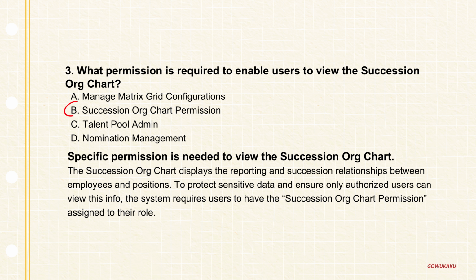And this really highlights that critical balance between visibility and confidentiality. Limiting access makes sure that sensitive succession data, and it is sensitive, is only seen by authorized people. That's absolutely paramount for maintaining trust and privacy in those talent discussions. It ensures that strategic succession planning stays a controlled and confidential process.